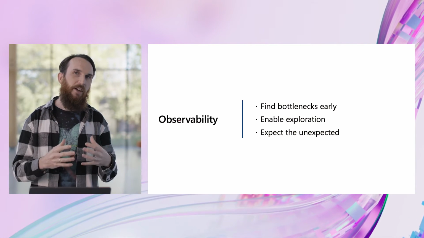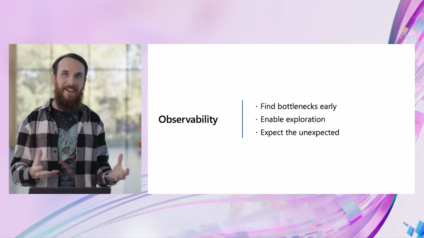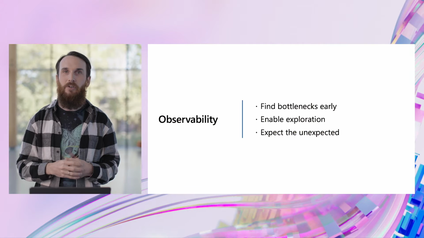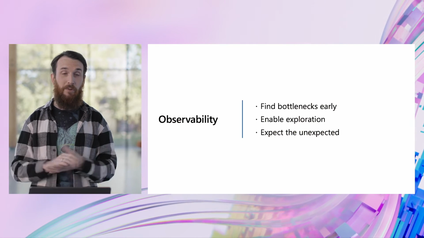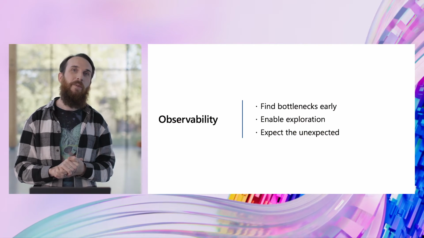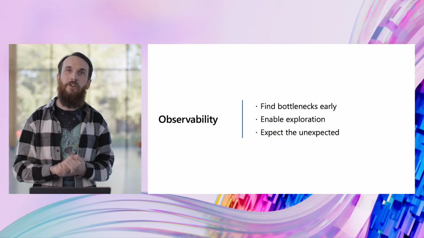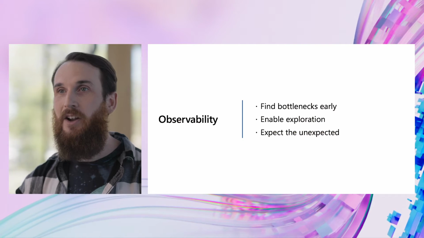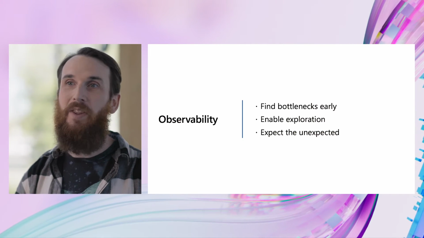You want to enable exploration by finding the different things that are happening inside your stack and the different ways that your users are using your products. And you also want to be able to expect the unexpected. And a good observability system allows you to see ahead of what's happening rather than having problems come to you when they're already on fire.